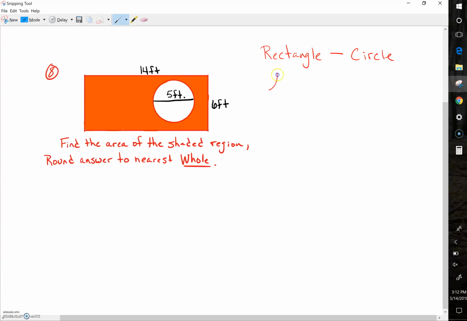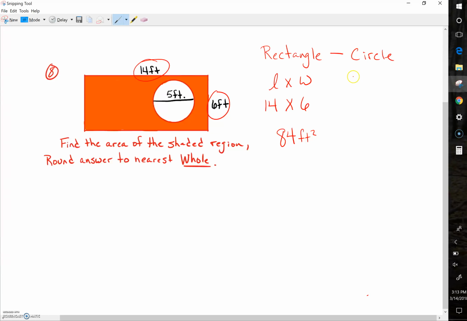So to find the area of a rectangle, it's length times width. We have a length of 14. We have a width of 6. 14 times 6 is 84. So there's our area of our rectangle, 84 square feet.